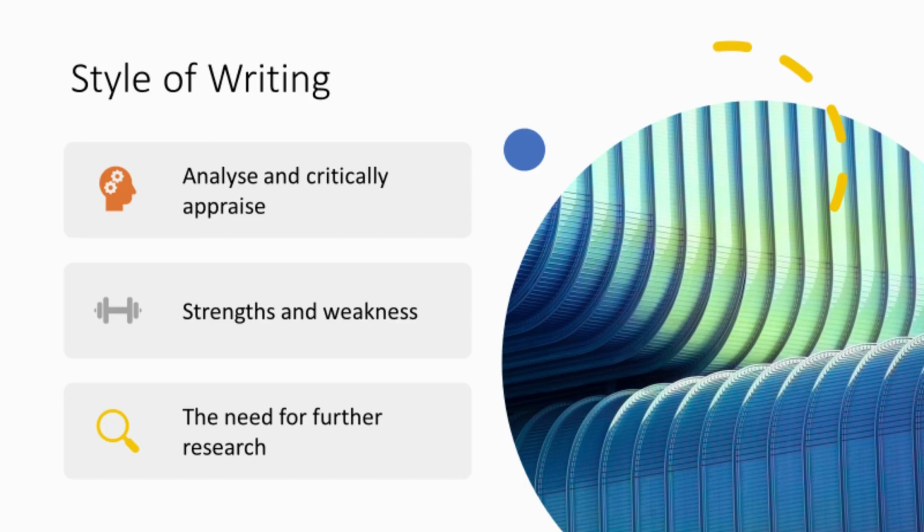So it's important that we also talk about the style of writing. The way you write is important. When you write a literature review, remember that you are critically appraising. So you need to bring out the strengths and the weaknesses, and you need to justify your research and talk about why we need to look at future research as well.